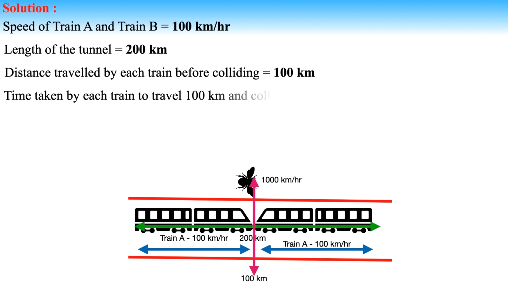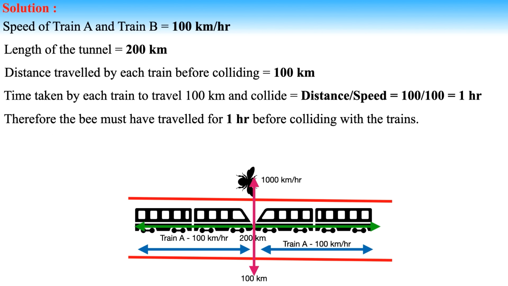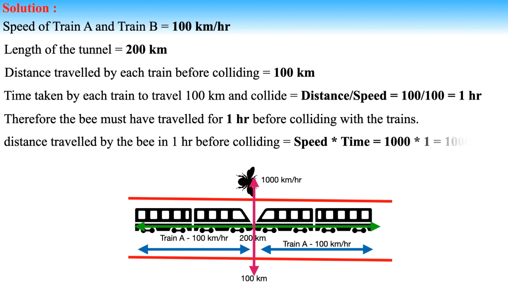And the time taken by each train to travel 100 kilometers and collide equals distance divided by speed, which is 100 by 100, equal to 1 hour. Therefore, the bee must have traveled for 1 hour before the trains collided. Hence, the distance traveled by the bee in 1 hour equals speed multiplied by time, which is 1000 multiplied by 1, equal to 1000 kilometers. Thus, the total distance traveled by the bee until the collision occurred is 1000 kilometers. By following these simple steps, we can solve these kinds of puzzles accurately in less time.